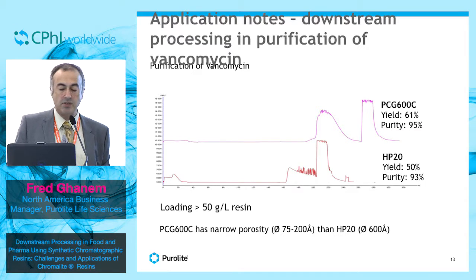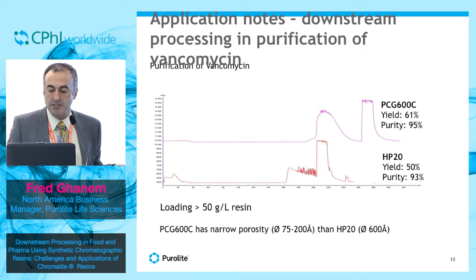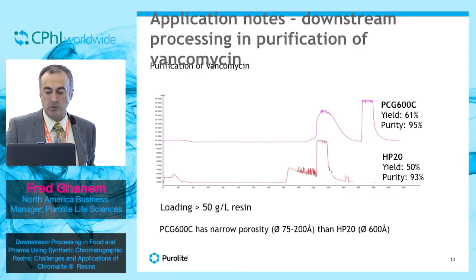The price difference is not that much between the large bead HP20 and the PCG 600C. So it wasn't that much of a cost difference for them to make the move.